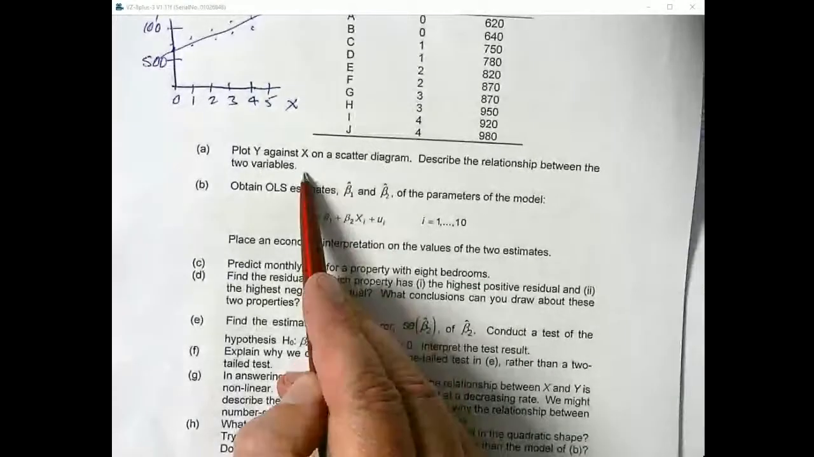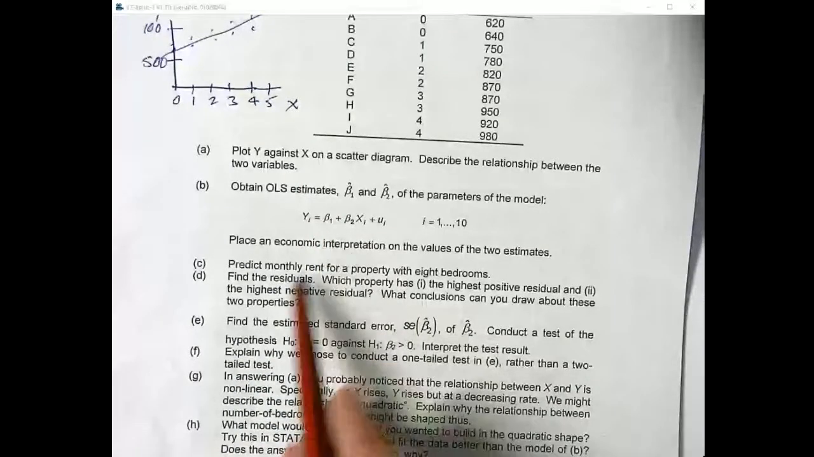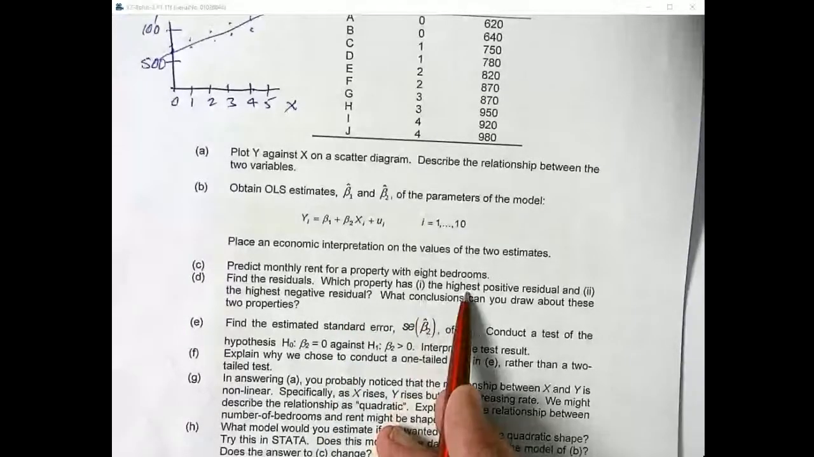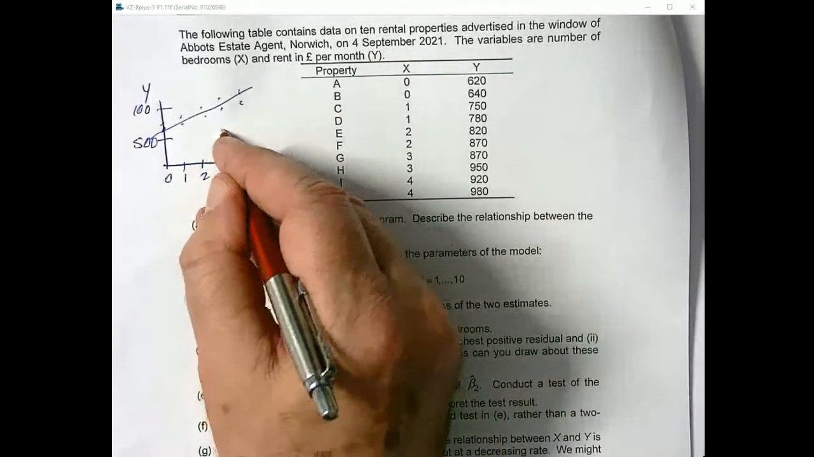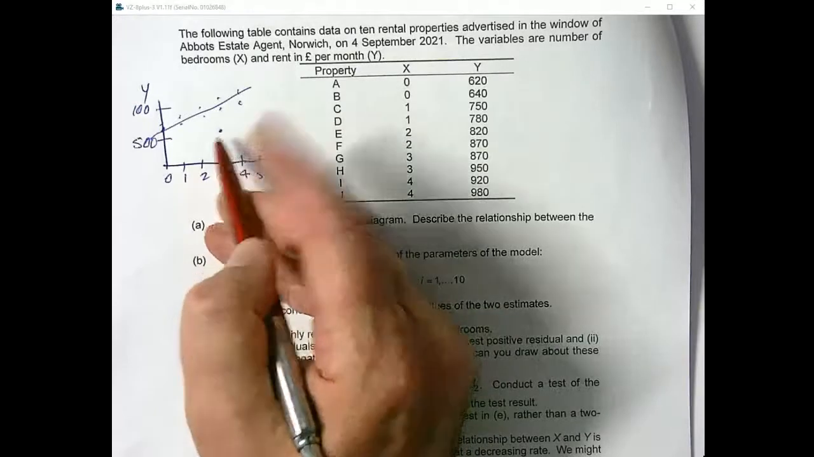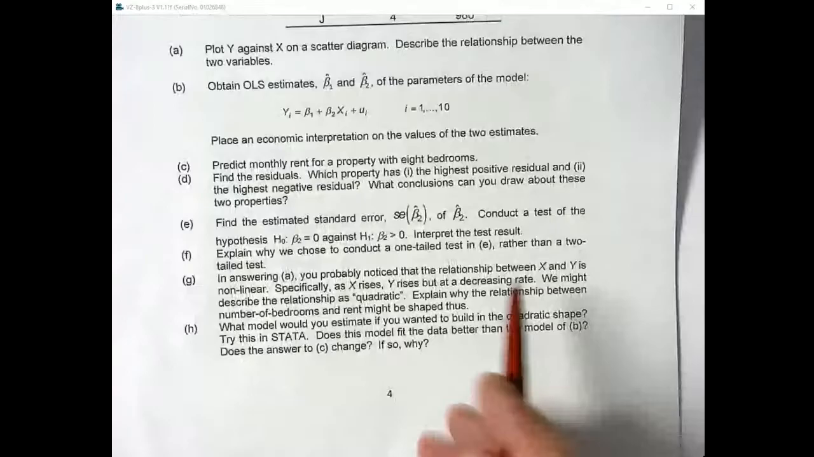Again, you start by plotting the data, and then you find the estimates of the intercept and the slope, and then you do a prediction. Then you find the residuals. Which property has the highest positive residual? Think about this. If you do your regression and you find a property has a very high negative residual, what does that mean? What does that tell you about this property? Think about that. That could be very useful for you if you're looking for a property in Norwich.